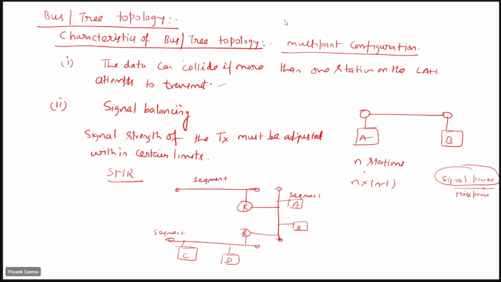So what should be the solution for that? This is the case when we have a single LAN, right? The solution is that we should divide the LAN into different segments, and each segment should be connected with a repeater, right?